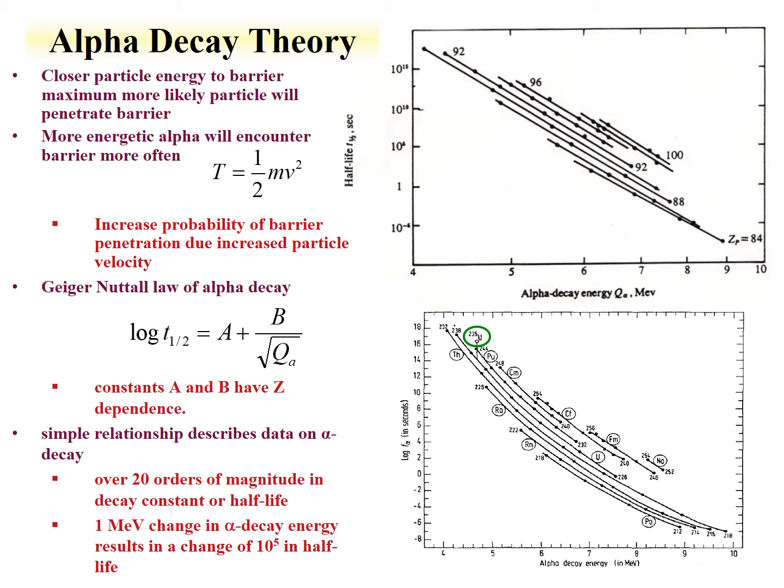Now, the simple relationship can describe data for alpha decay for over 20 orders of magnitude in decay constants or half-life. And what's observed is that a 1 MeV change in alpha decay energy can result in a change of about 10 to the 5th for the half-life. So we have this dependence of half-life and decay on Q value that we've discussed earlier.